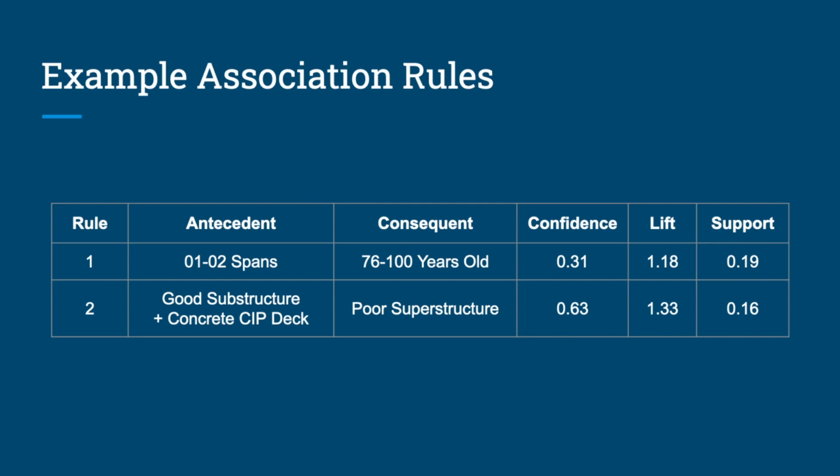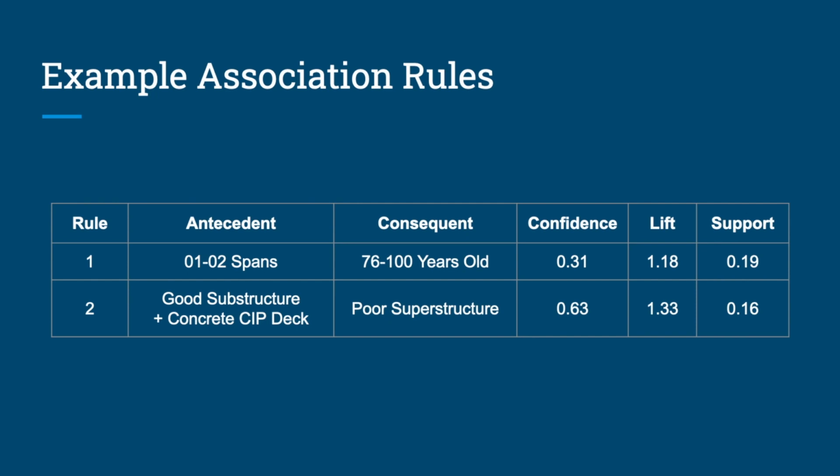So here's some example association rules, and we'll talk about how to read these. So rule number 1 here, the antecedent is 1 to 2 spans, and the consequent is 76 to 100 years old. If we dive right into confidence level, it'll help sort this out. The confidence level is 31%. So what this rule is saying is that of all the 1 to 2 span bridges, 31% of them are 76 to 100 years old.